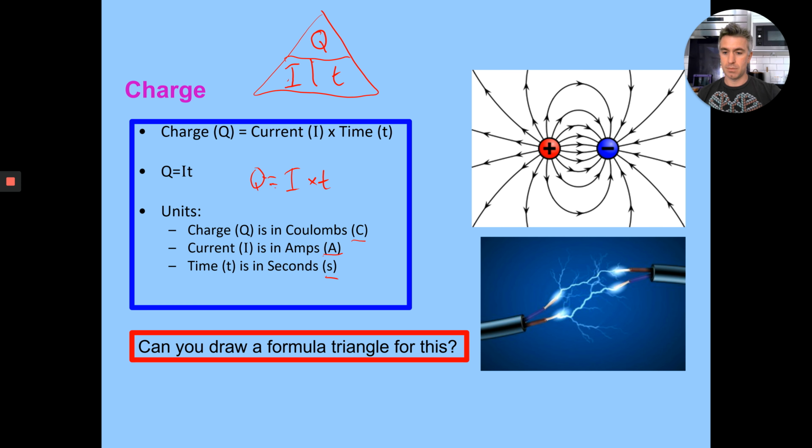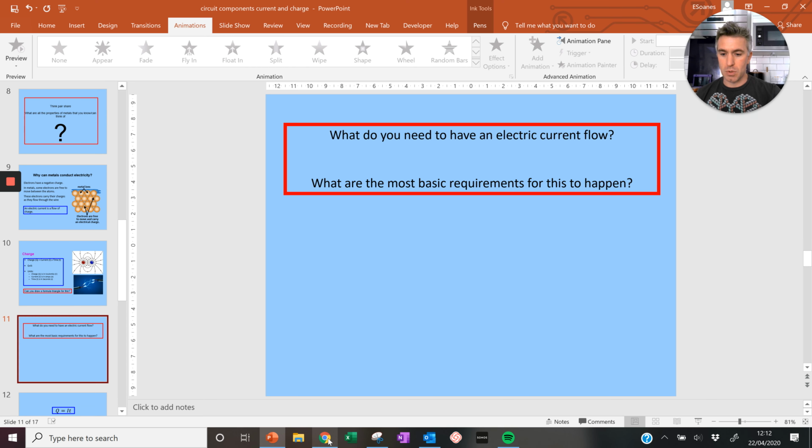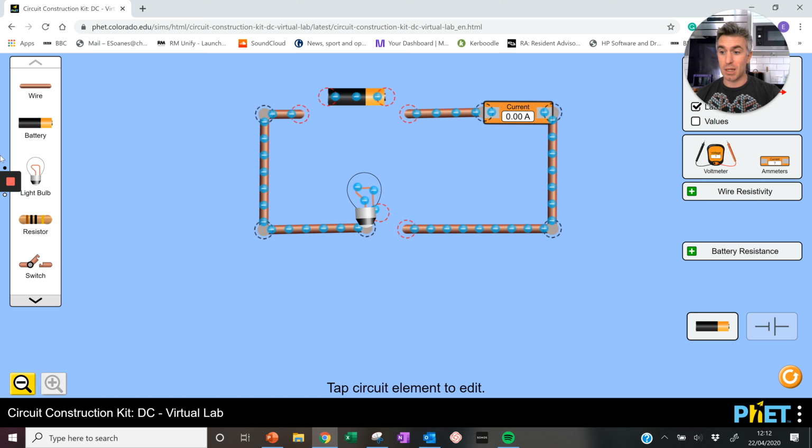So, what do you need to have electric current flow? And what are the most basic requirements for this to happen? Now I'm going to see if I can exit this PowerPoint, discard, and I will jump to this. This is a website called PHET, P-H-E-T, and I'll be using it a lot, and it's brilliant for so many different physics topics. And here we have a simple circuit, but we notice these little negative things, these are electrons, they are not flowing. What do we need to have the current or the electrons to flow in this circuit?